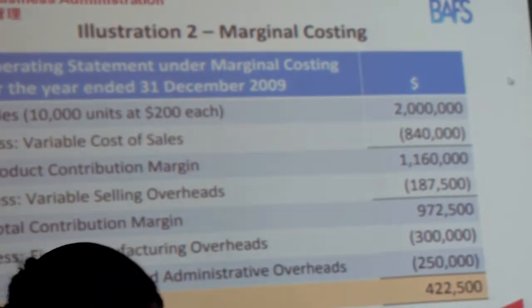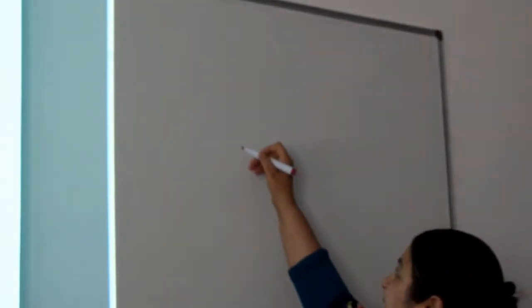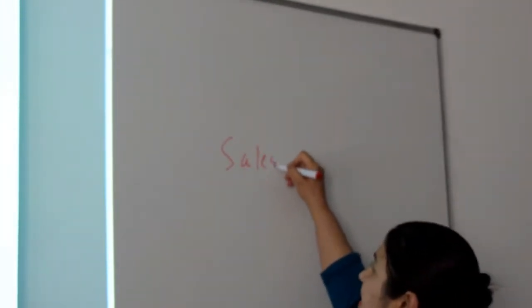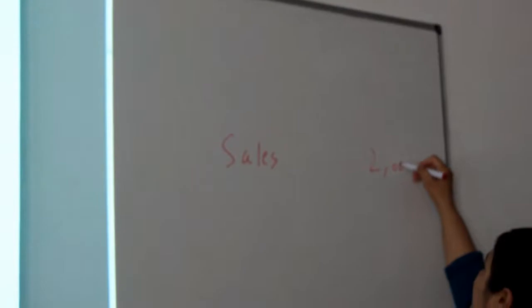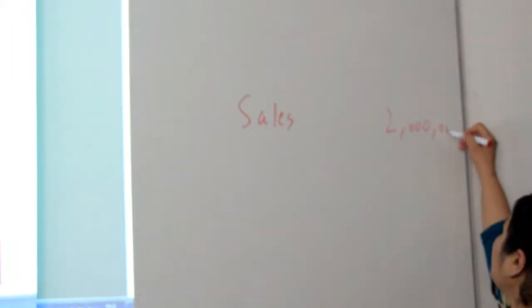But what we have to understand and appreciate here is there's a different method of calculating the same thing. And that is students are more interested in. So if I put the same figures in a different way, I'm just taking the figures directly to understand. So we'll say, if we look at sales, it's 2 million.